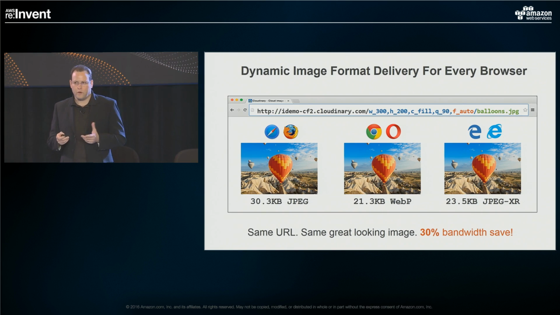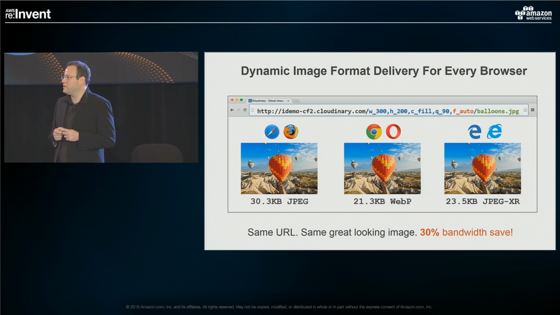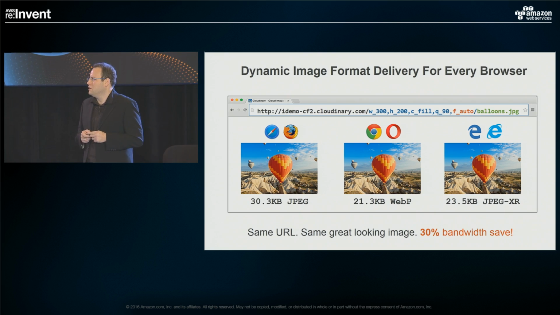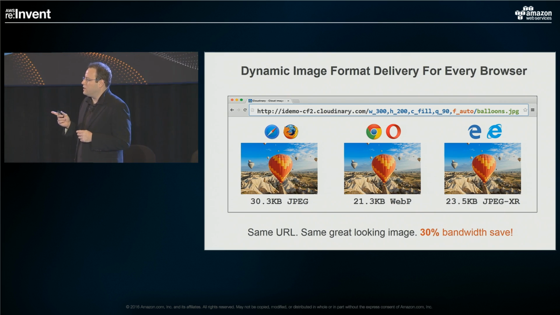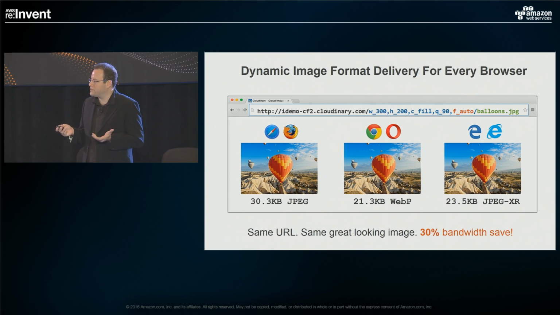Now, just to share a couple of examples of what we currently have with Lambda at the Edge. So what you see here is actually a couple of examples. The first example is dealing with image formats.